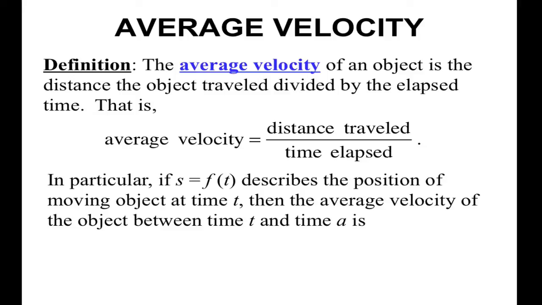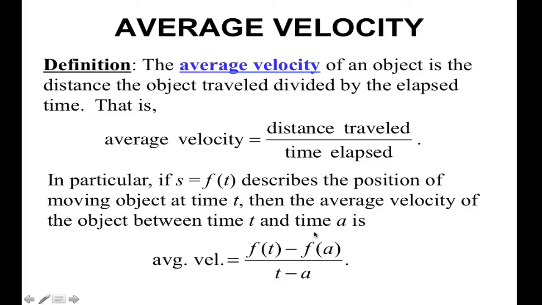In particular, if S equals f of t describes the position of a moving object at some time t, then the average velocity of the object between time t and some other time a is given by the following: f of t minus f of a all over t minus a. And hopefully this looks familiar, and I'm hoping that you're thinking in your head that this looks like the slope formula of a line, because that's what it is.